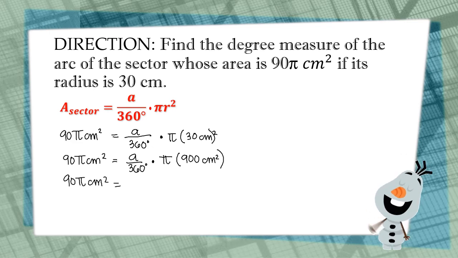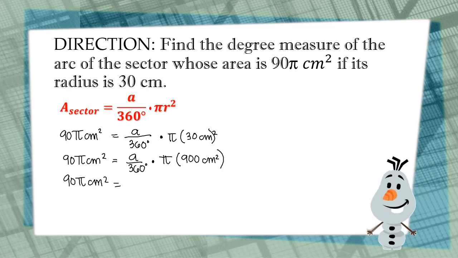Okay. So this time, let us process first the right side of our equation. So as you can see, we are going to multiply A over 360 degrees with pi and 900 centimeters squared. So before that, we can actually cancel out or simplify already 360 degrees and 900. So as you can see, 360 and 900 are both divisible by 180. So we can simplify it already.